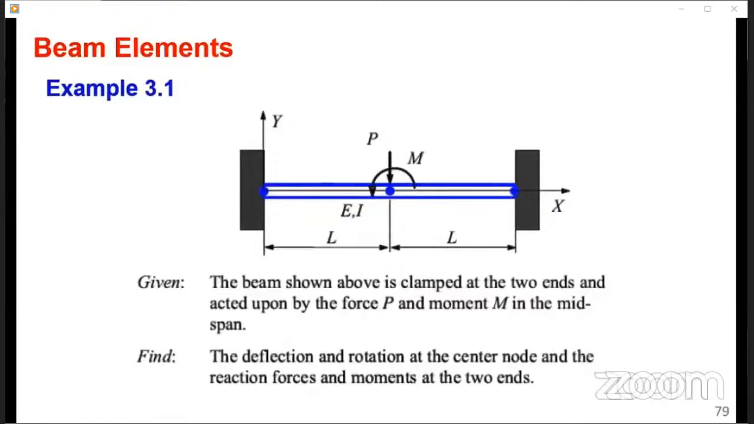So we are given a beam as can be seen here. This beam is fixed at this end and fixed here, okay? Then there is a moment applied at the middle and also a vertical load force P is applied.